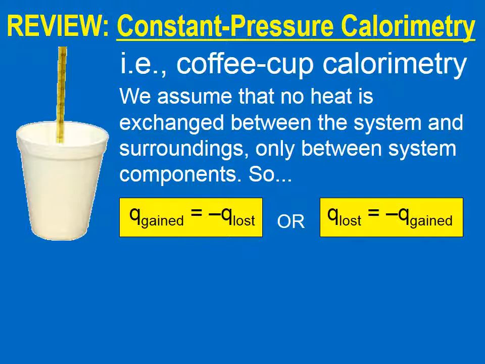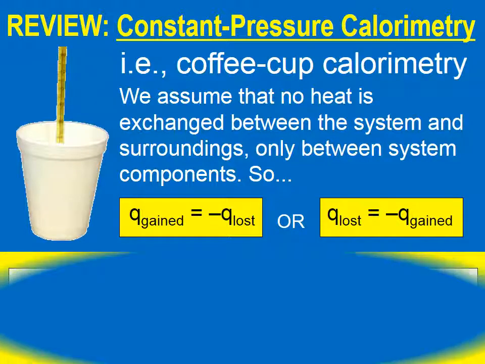Let's review constant pressure or coffee cup calorimetry. We assume that no heat is exchanged between the system and surroundings, only between system components. So the heat gained is equal to the opposite of the heat lost, or the heat lost is equal to the opposite of the heat gained. Either form of this equation is perfectly good.